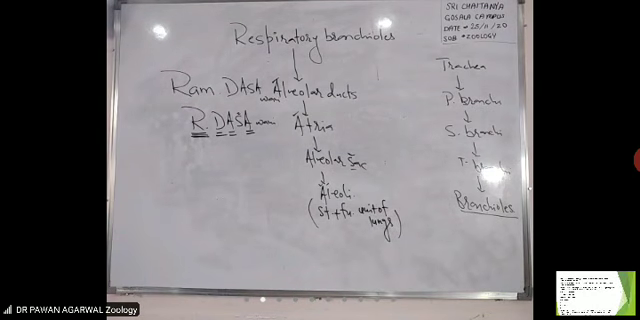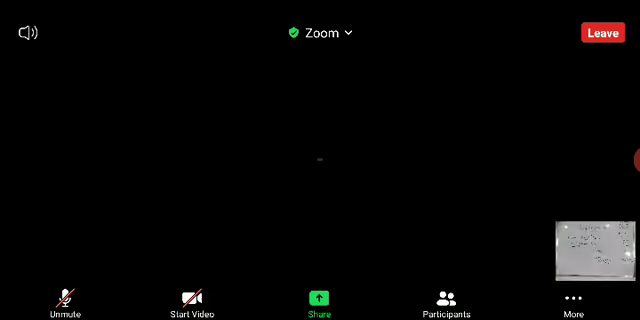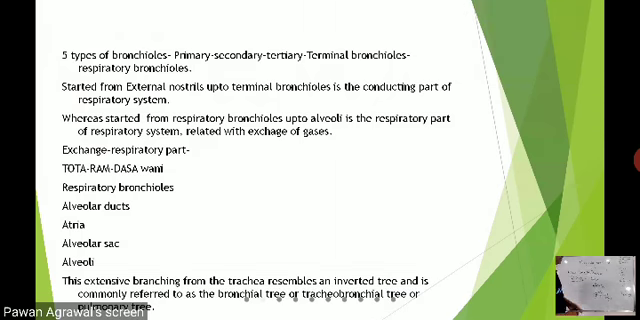And you may remember it like this also. So this is the point that you have to remember. That is the structure here.